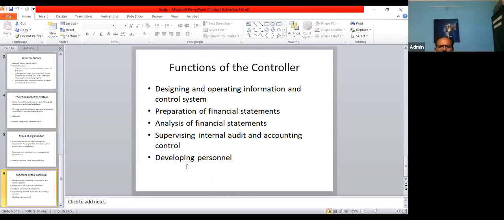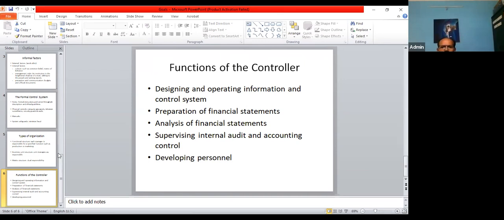So finally the controller will have to develop his personnel. Personnel means HR, his hierarchy, has to be developed, and then only can we have real control over the company. If you do not develop personnel, if you do not delegate your authority, no organization can achieve its expected goal. So these are the functions of the controller.